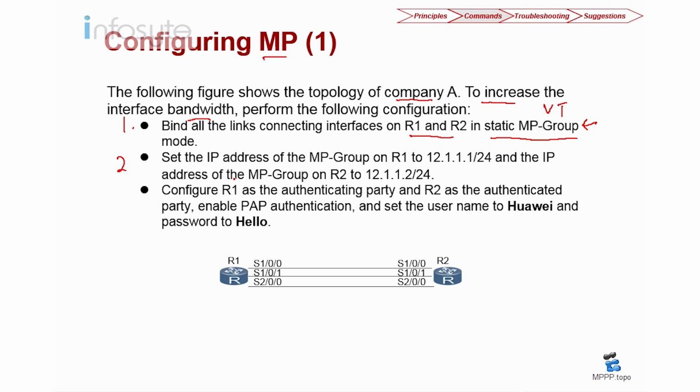A second requirement is to set the IP address of the MP group. R1 will be on 12.1.1.1/24 and R2 using 12.1.1.2. Remember that the IP address is set on the MP group interface, not on the physical interface. And lastly, we need to configure the authentication, but this time we are going to configure PAP authentication. R1 is the authenticating party and R2 is the authenticated party, using the username Huawei and the password hello.